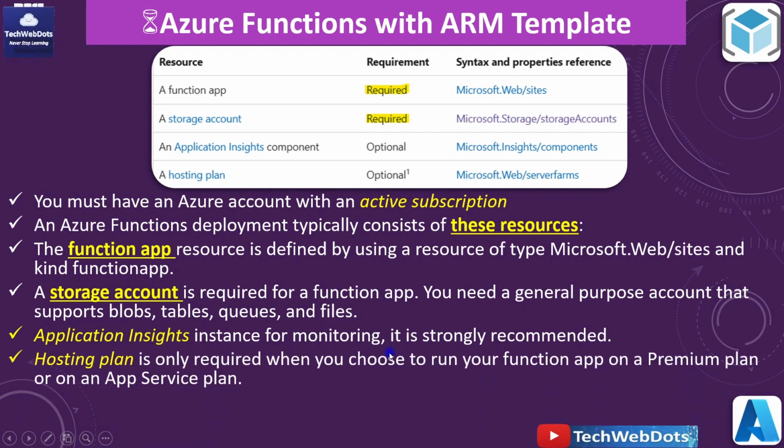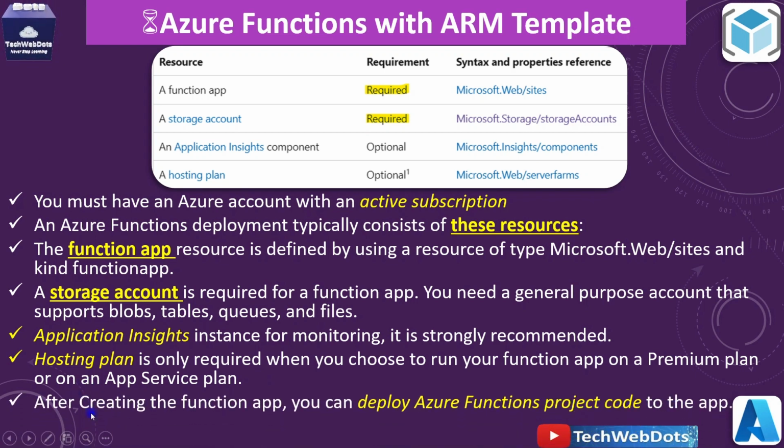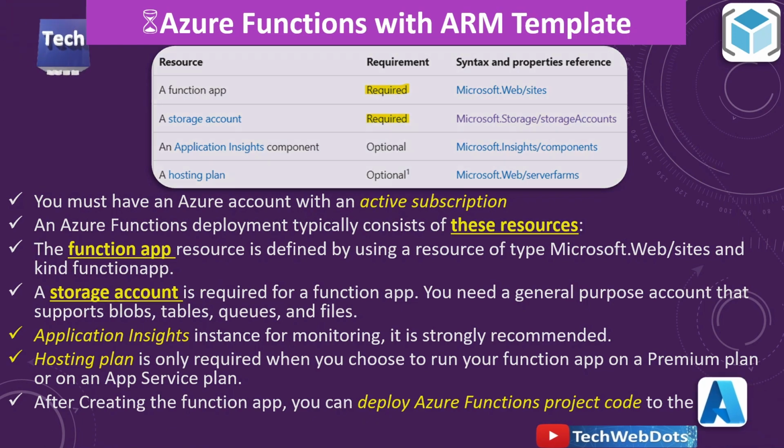It is strongly recommended. Another one is the hosting plan, and it is only required when you choose to run your function app on a premium plan or on an App Service plan, because you can also create an App Service with a function app. But now our focus is only on the ARM template with functions. After creating the function app, you can deploy the Azure Functions project code to the app, meaning you can add different functions to the function app.